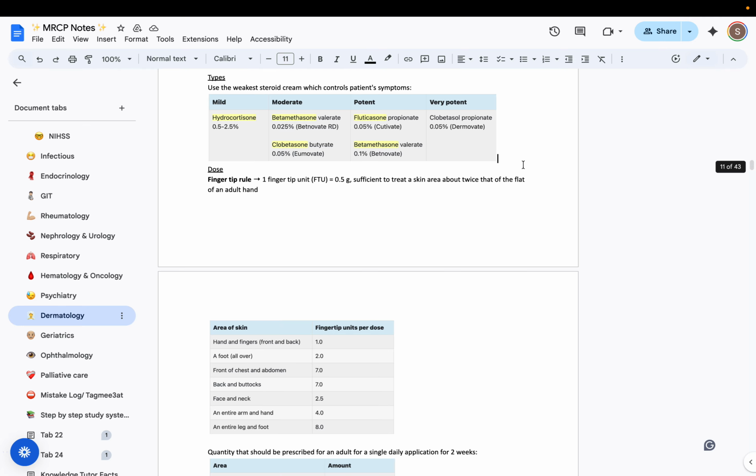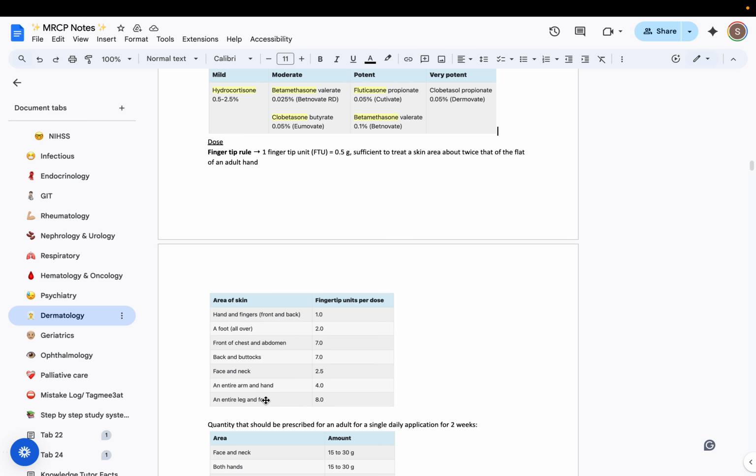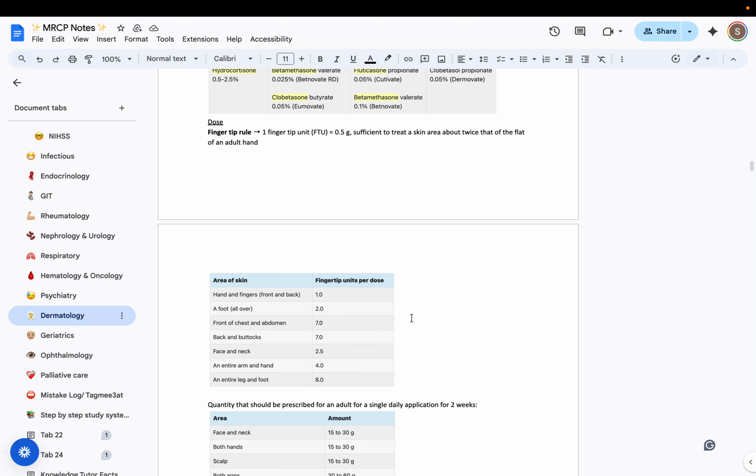The dose, there's a fingertip rule. So, each fingertip unit is 0.5 gram. And one fingertip unit is sufficient to treat a skin area about twice the flat of an adult hand. So if we're going to treat, for example, an entire leg and foot, we would need 8 fingertips. An entire arm and hand, we would need 4 fingertips. Face and neck, we would need 2.5 fingertips. Back and buttocks would need 7. Front of the chest and abdomen would need 7. A foot all over would need 2. And the hand and fingers front and back would need 1 fingertip. So that's the rule.